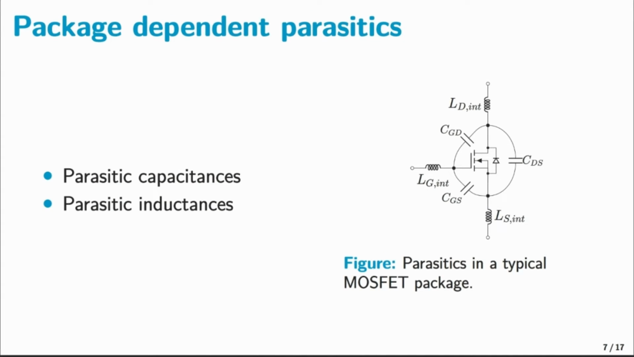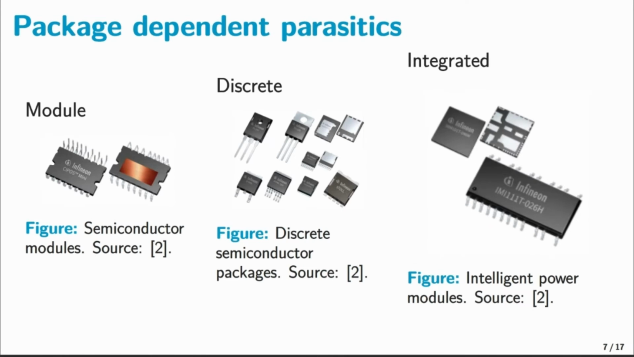Now let's move on to the package dependent parasitics of a typical MOSFET. These include the inductances of the bond wires and the internal package capacitances as illustrated in the figure. Semiconductor devices are available in many package types: modules, which may contain several switches in a single housing; discrete devices with one switch per package; and integrated solutions, which combine control and power elements into one device.